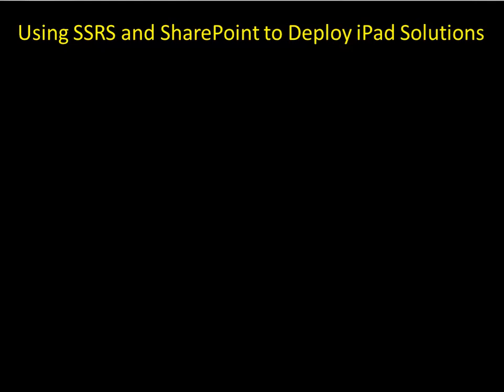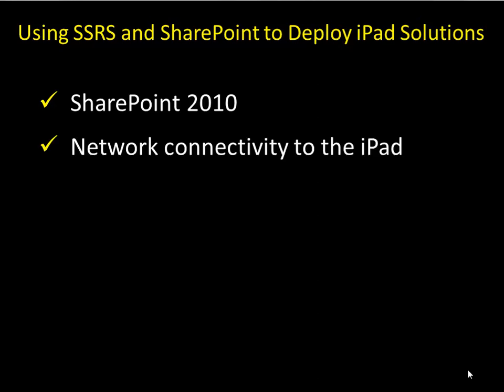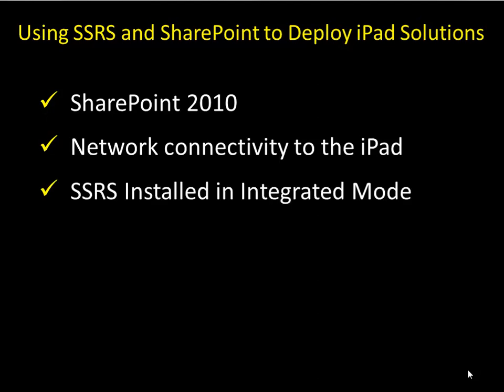The first thing we'll use in this solution is SharePoint 2010. We'll also need network connectivity to the iPad. We'll talk about the various ways we can accomplish that. And we're going to use Reporting Services installed in integrated mode in this solution. This isn't the only possible way you could deliver the SharePoint content, but this is what we're going to use in this example. And then we'll have some reports that we published into Reporting Services integrated mode, of course.